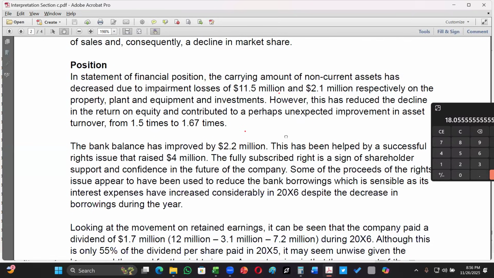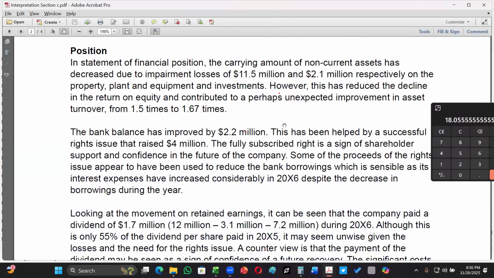If we look at the overall position of the business, in the statement of financial position, we see that the assets have lost value due to impairment. We have discussed that. There is a 2.1 million loss on the fair value through profit and loss. So overall, the position also looks weak because of the impairment losses and the loss on the investment. Again, that could be related to the economic downturn.